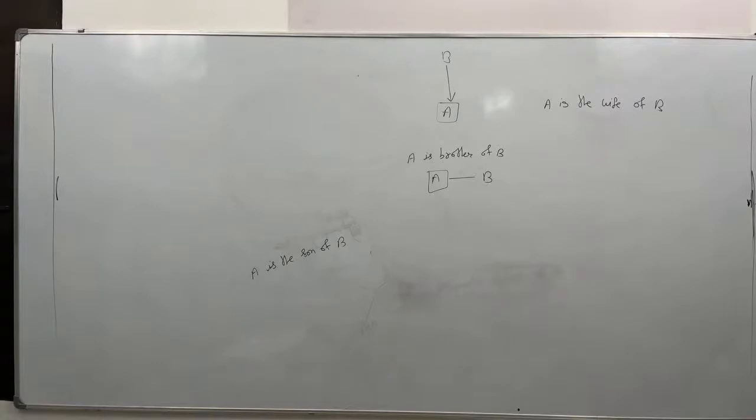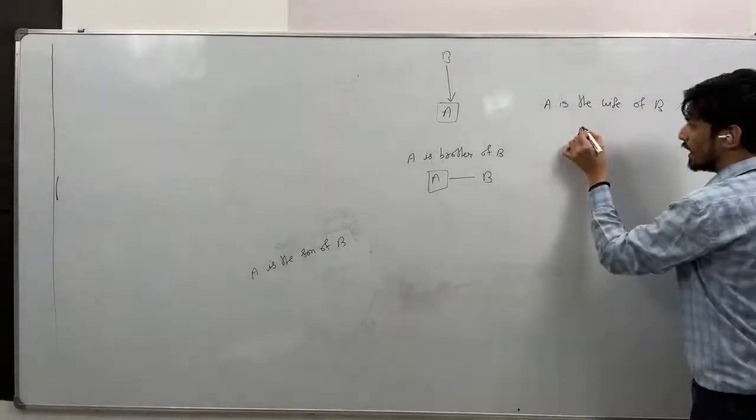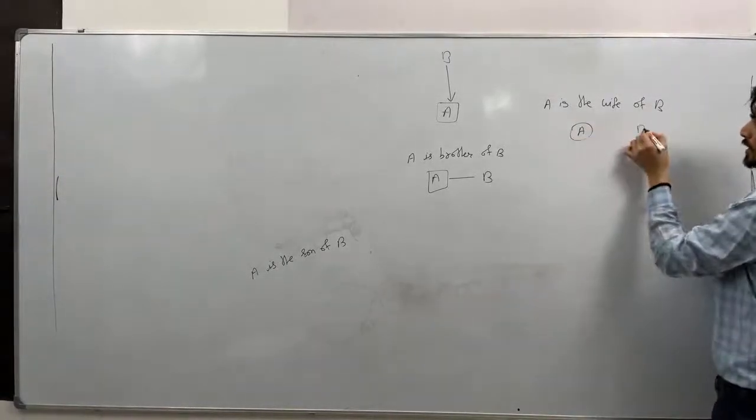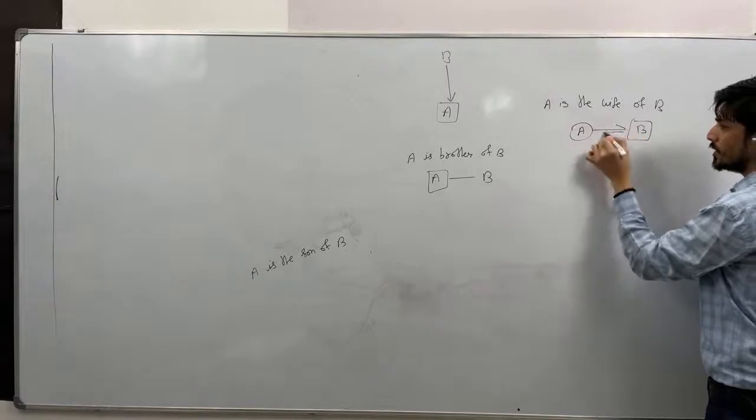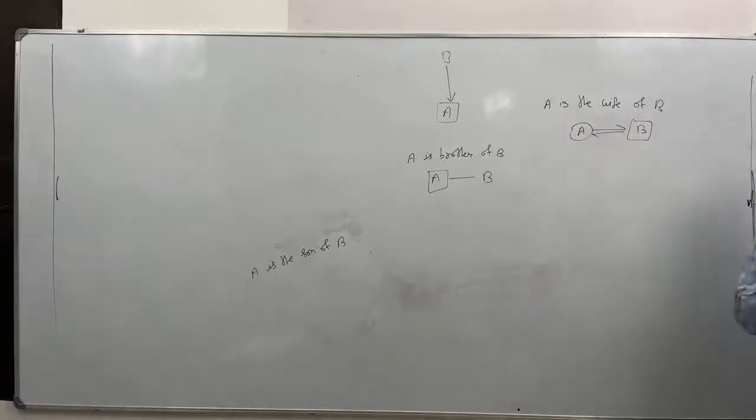So who is the male character here? B, right? And who is the female? A. So how will you draw the tree diagram for this? Then A is the wife of B. So double-sided arrow, right? A is the wife of B. Clear? So A is the wife of B.